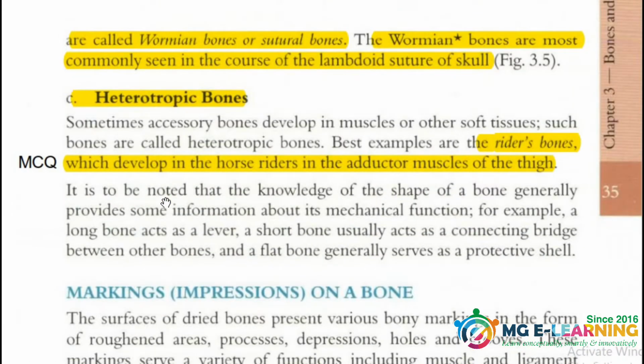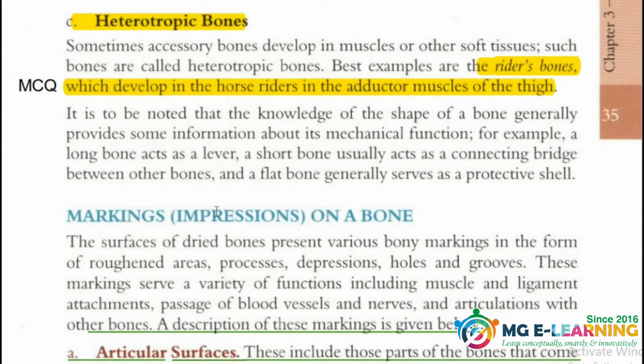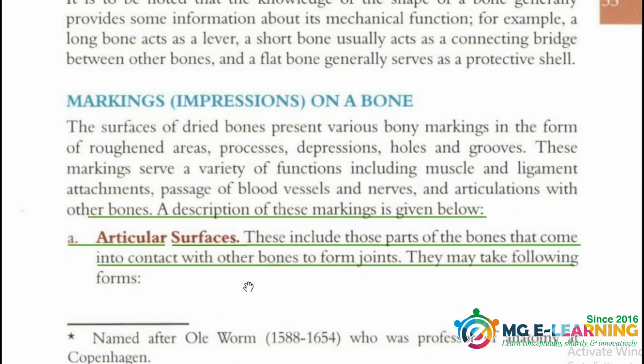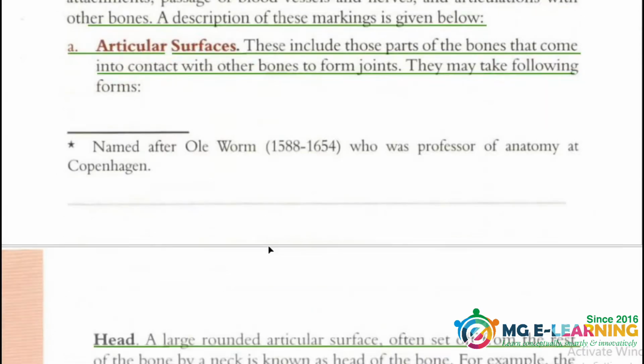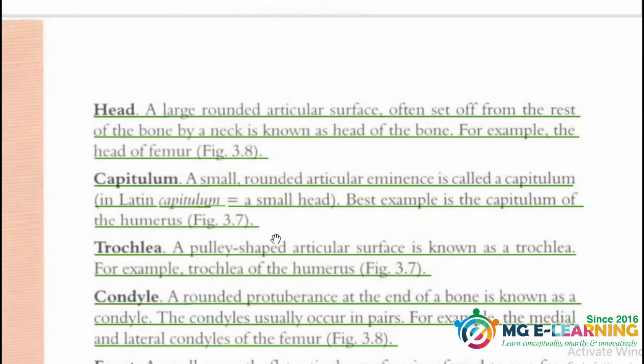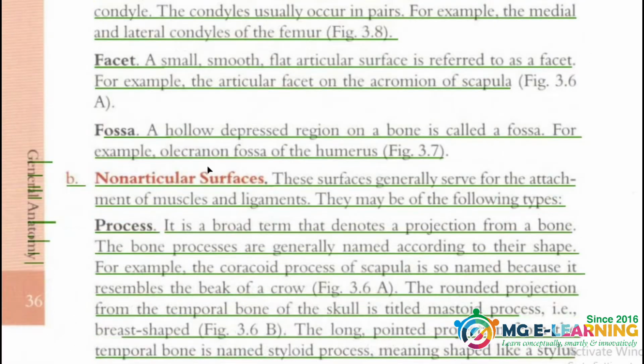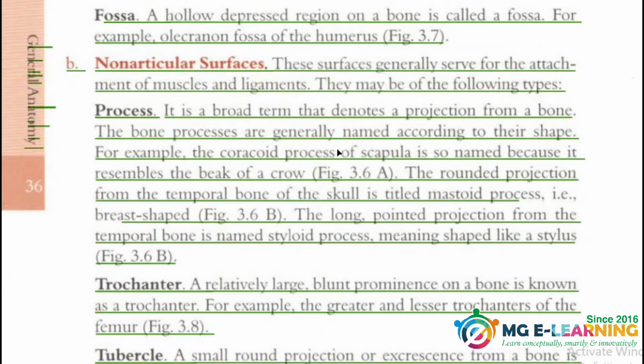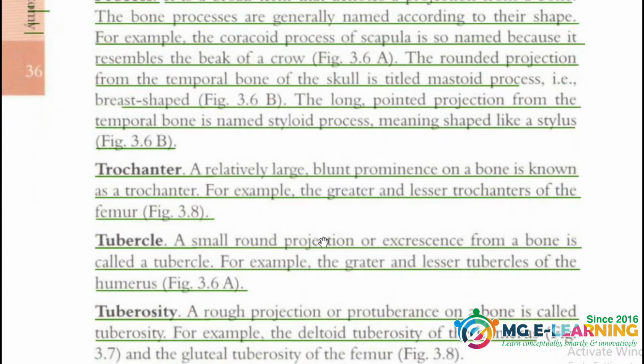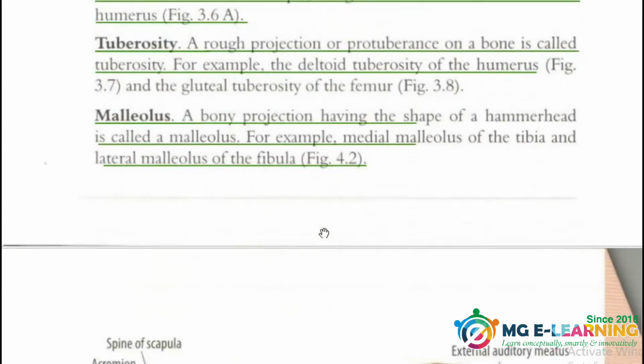Next is the topic of markings and impressions on a bone. This topic is not important. You are not asked about these markings of the bone in general anatomy. These are all headings and these are not important for your general anatomy. You will be covering these topics in gross anatomy. So from here, if you have enough time or it is for your interest, you can read this topic. Otherwise, it is not required.